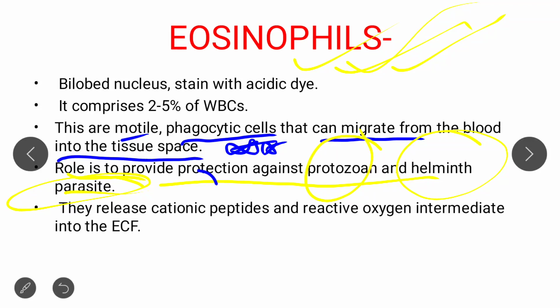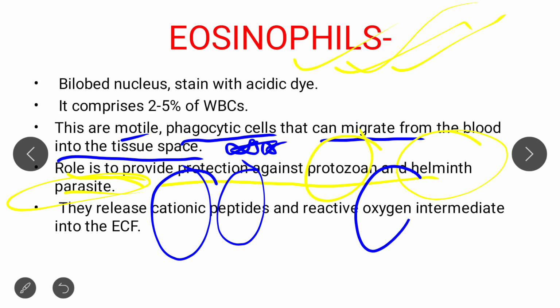They release cationic peptides and reactive oxygen intermediates into the ECF. By the release of cationic peptides and oxygen intermediates, they provide protection against the protozoa and the helminth parasites.